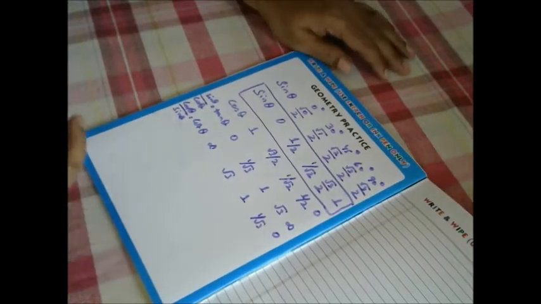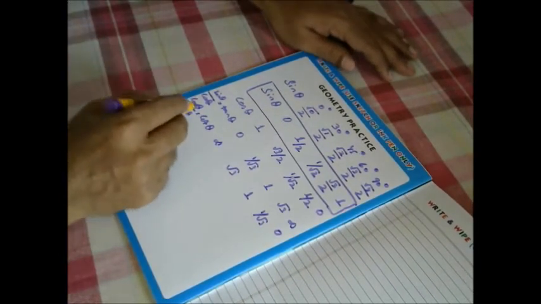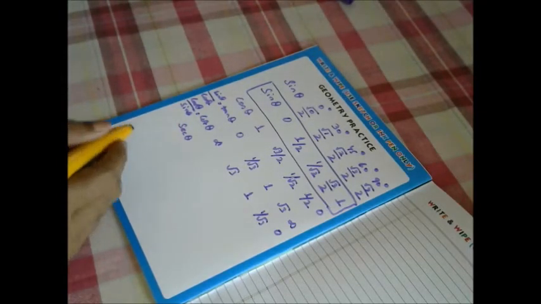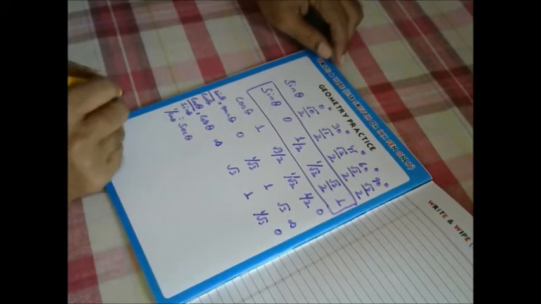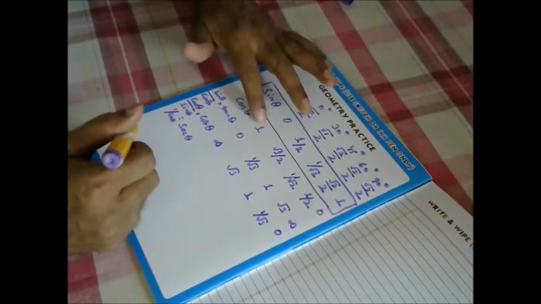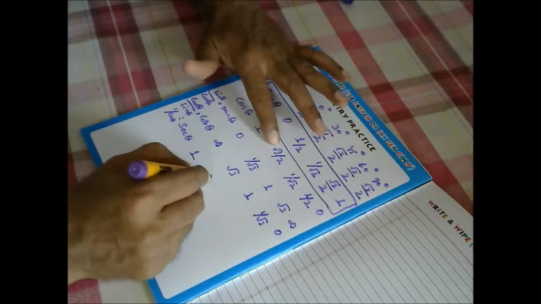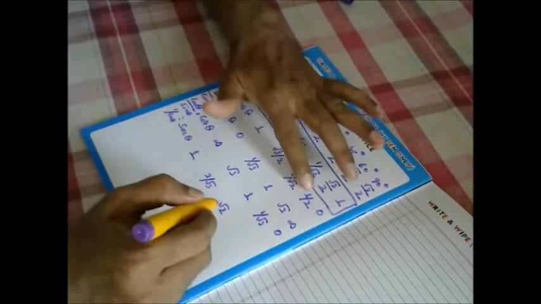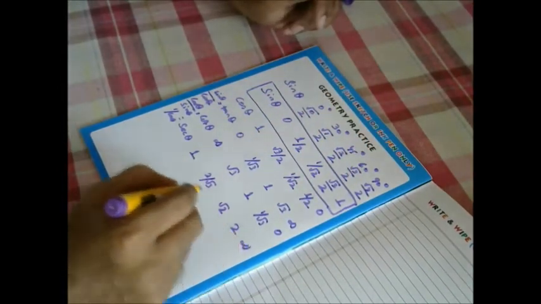Okay, right. Now further, secant theta. So secant theta was what? It was 1 by cos theta. So reciprocal of this one. So 1 by 1 is 1. 1 by root 3 by 2, 2 by root 3. 1 by 1 by root 2, root 2. 1 by 1 by 2, it is 2. 1 by 0, not defined, infinity.